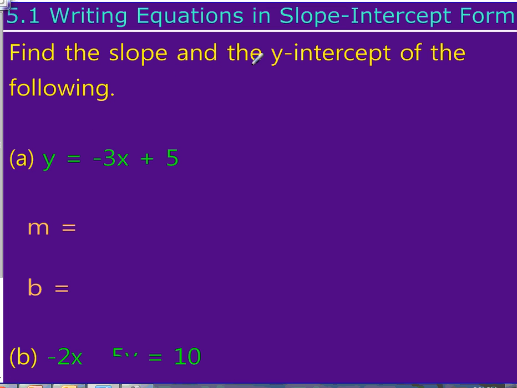So I have: find the slope and the y-intercept of the following. So here I have y equals negative 3x plus 5. So m, or my slope, is going to be negative 3. Notice I take the sign that is in front of whatever I'm working on. All right, and then my b, or my y-intercept, I'm just going to write y-int, is going to be 5.